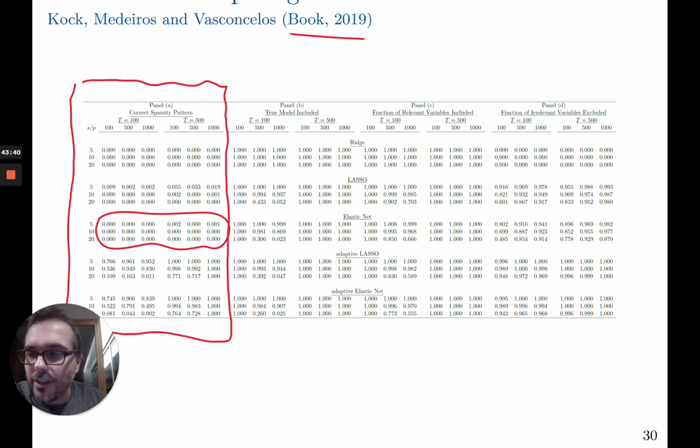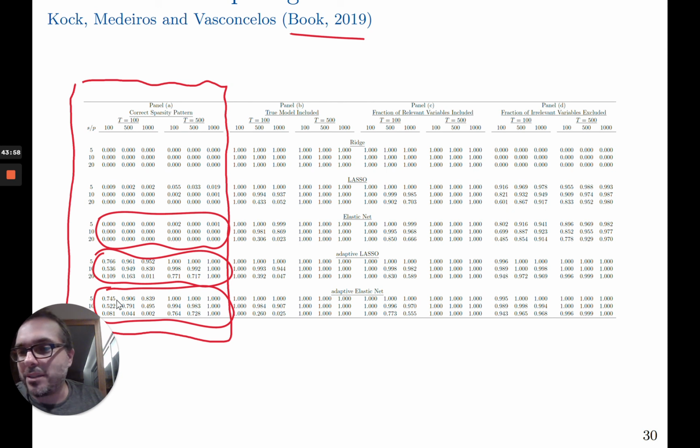But then you go to adaptive lasso. Oh, we start to get large numbers, close to 1. And then we go to adaptive elastic net. Oh, same thing. So what's doing the trick is not elastic net or lasso, but the adaptive part. Making the methods adaptive, creating these weight functions, is what allows these methods to perform much better. Okay? I'm also going to upload this book chapter to our Google Drive folder.